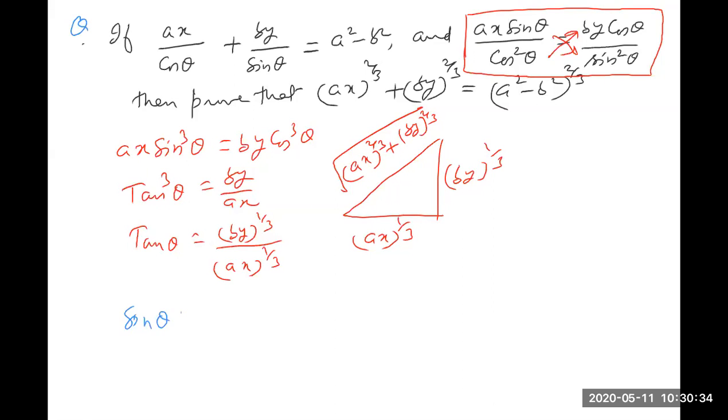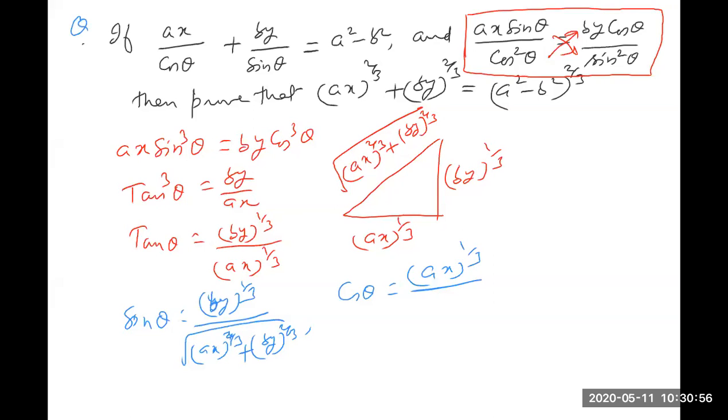So sin theta will be by raised to power 1 upon 3 upon under root of ax raised to power 2 upon 3 plus by raised to power 2 upon 3. Similarly, cos theta will be ax raised to power 1 upon 3 upon under root of ax raised to power 2 upon 3 plus by raised to power 2 upon 3. Now these values you put there, you will get the answer. Square and add, basically.